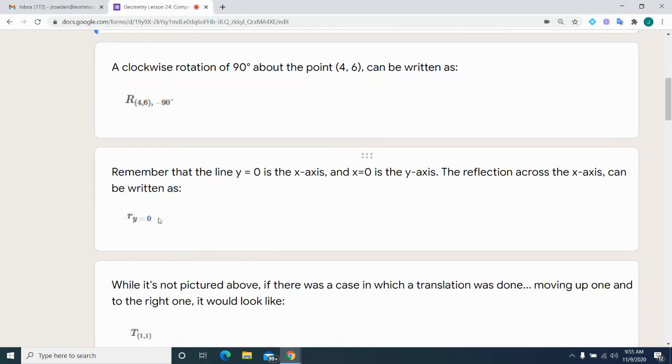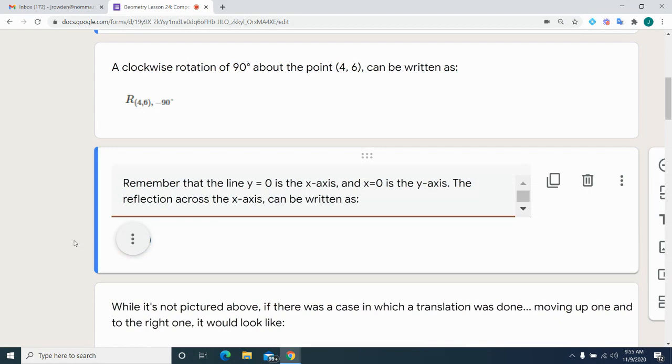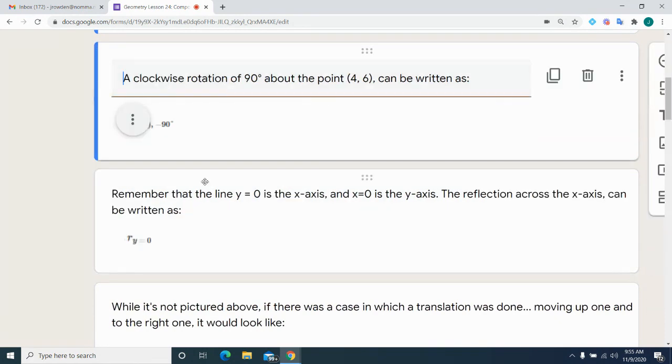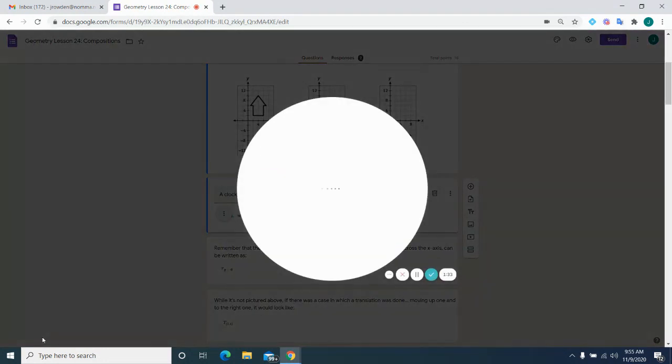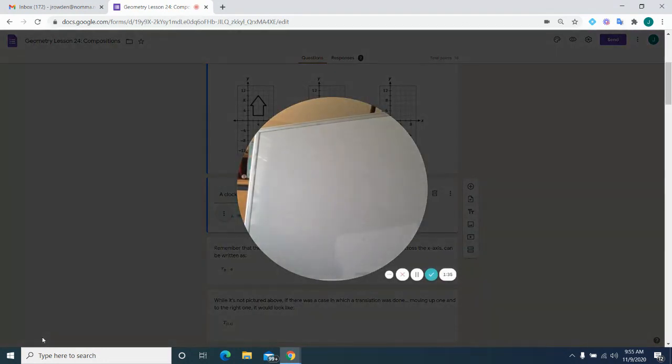Now, for a reflection, you're going to do lowercase r, and all you need to do is say what you're reflecting over. What I want you to remember is that whenever we reflect over the x-axis, we have to call it the line y equals 0. So let me summarize all this, because this is the main stuff we have to understand. We should be somewhat comfortable with rotations, reflections, and translations already, so it's just writing them in this form.